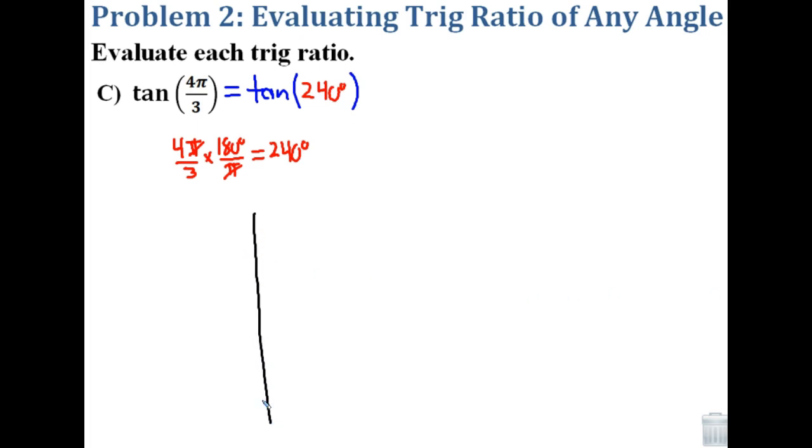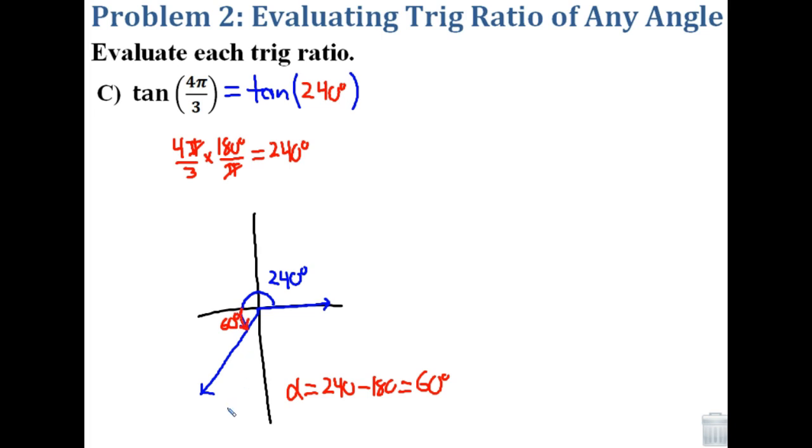Once again, we'll graph that angle in standard position. 240 is going to rotate past 90, past 180, and fall short of 270, somewhere in that third quadrant. Again, we want to figure out this reference angle. For that, we'll say alpha is equal to 240 minus 180 once again, in other words 60 degrees. So this time that reference angle is 60.